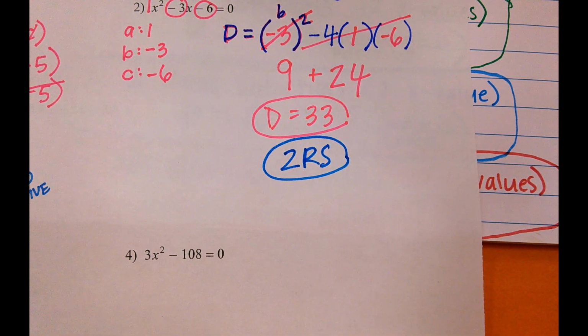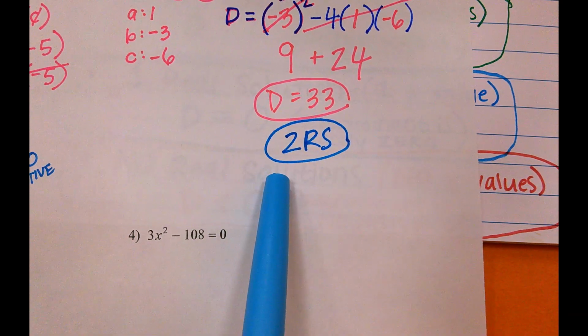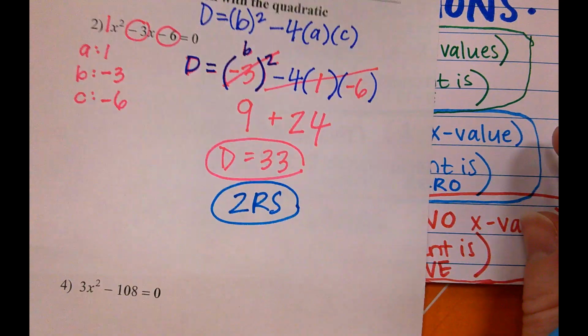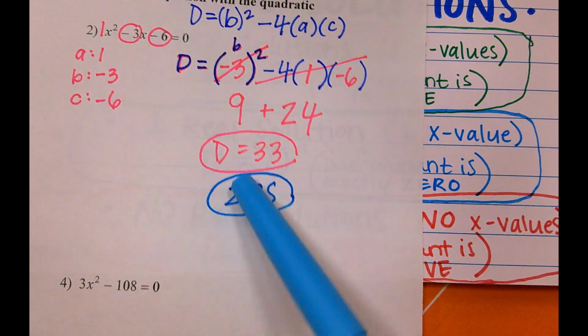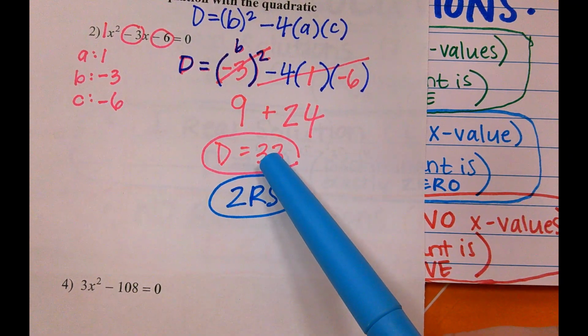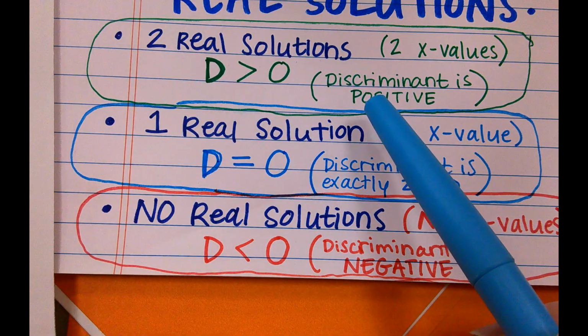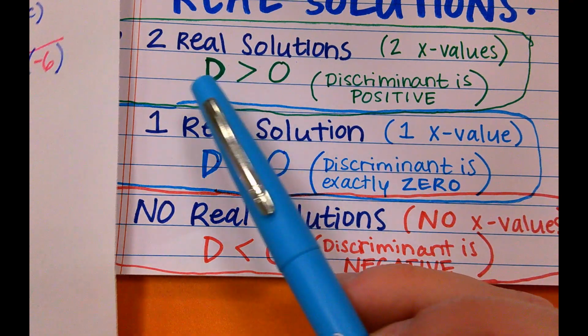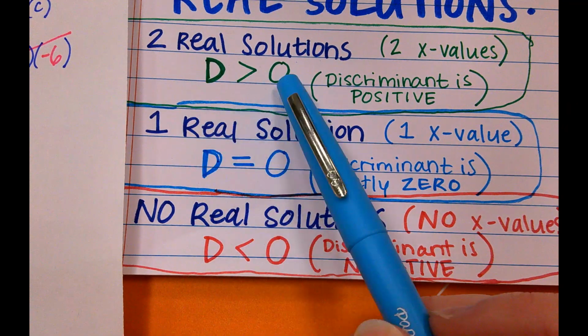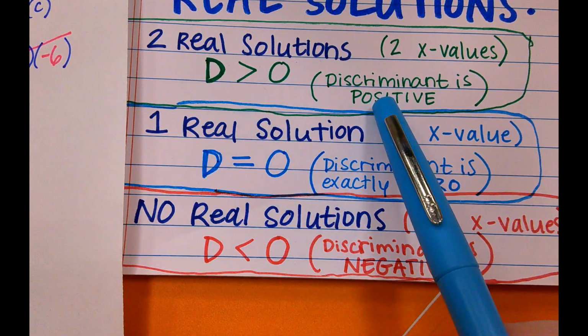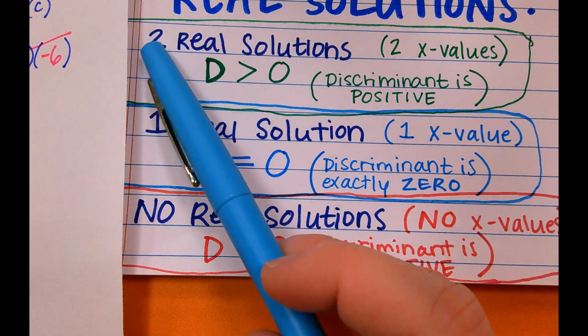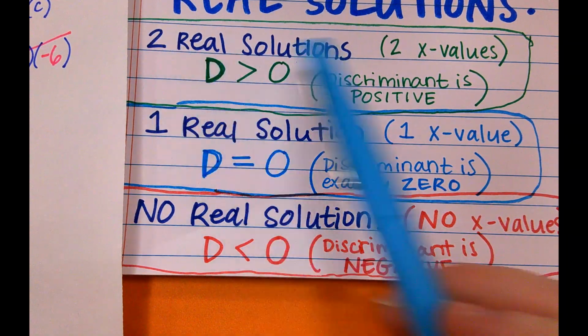Now, I have a question. How did you come up with the 2 RS? Good question. So how did we come up with 2 RS? We're looking at our discriminant. I know that it's 33, and I'm looking at my notes I just took. So I'm asking, 33, is this greater than 0? Is it positive? If it is, then I get 2 RS, 2 real solutions.